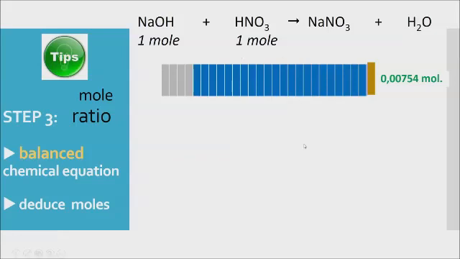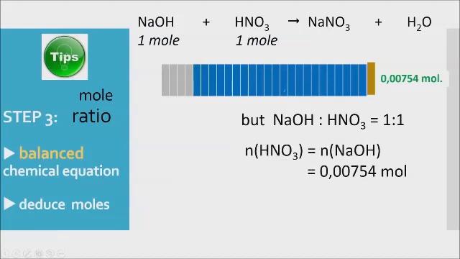I must deduce the number of moles now. But the sodium hydroxide to nitric acid is 1:1. I can see it there from the coefficients, 1:1 moles. And then what do I do now? Then I write it as the number of moles of nitric acid is equal to the number of moles of sodium hydroxide, and therefore the number of moles of sodium hydroxide is also 0.0754 mole, just like it was for the nitric acid.